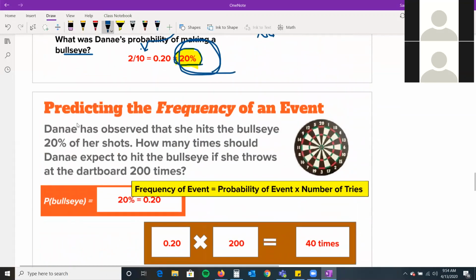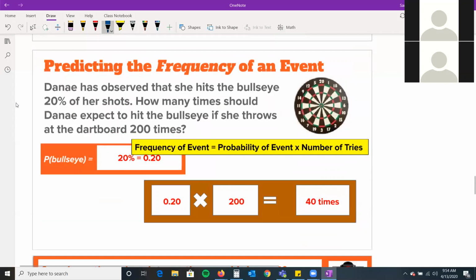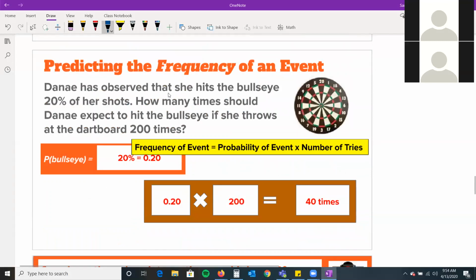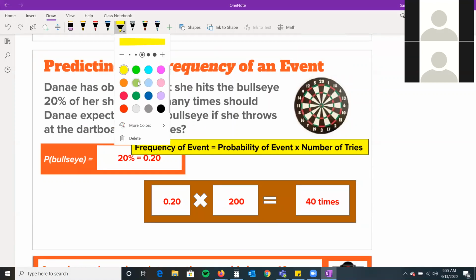All right, moving right along. We're almost done, guys. Hang with us. So there's another one, predicting the frequency of an event. Okay. So this one says, Janae has observed that she hits the bullseye 20% of her shots. How many times should Janae expect to hit the bullseye if she throws at the dartboard 200 times? So this time, guys, it kind of goes backwards, okay?